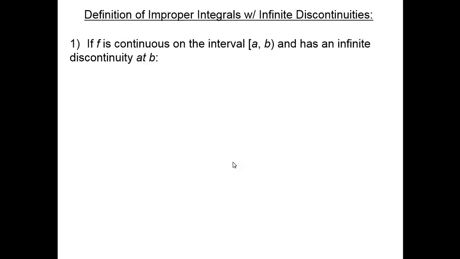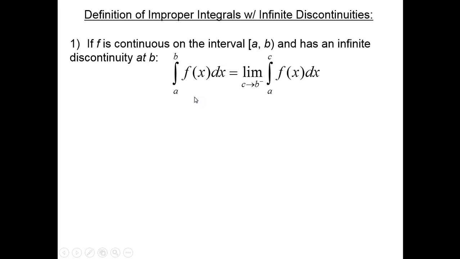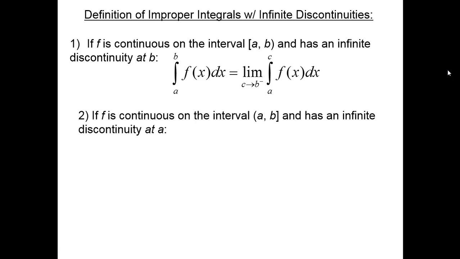Okay, if f is continuous on the interval from a to b, closed at a and open at b, and it has an infinite discontinuity at b, then we rewrite the integral from a to b as the limit as c approaches b from the left of the integral from a to c. If f has the infinite discontinuity at the left endpoint, then we'd write the integral from a to b as the limit as c approaches a from the right of the integral from c to b. So that time the lower limit gets changed, but we approach it from the right.